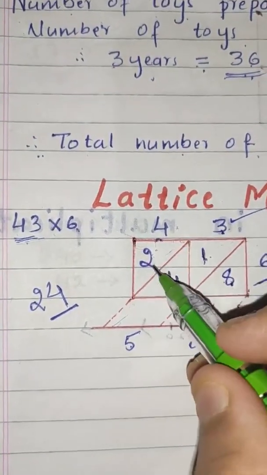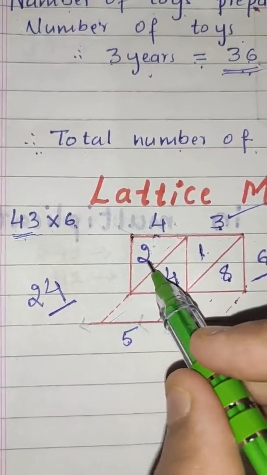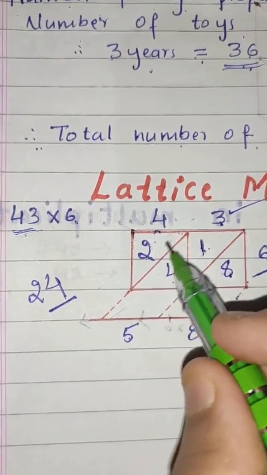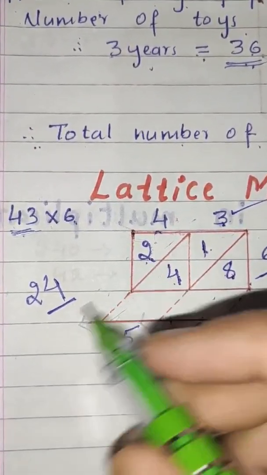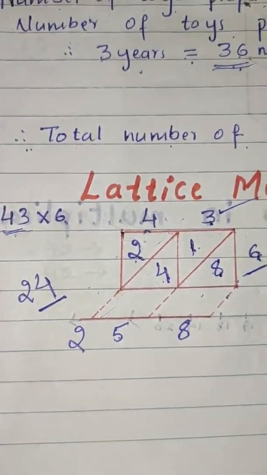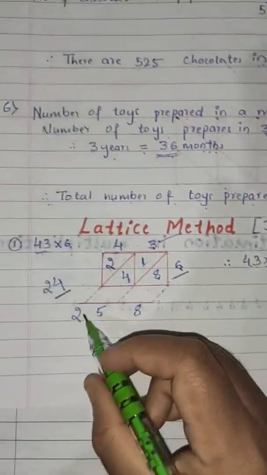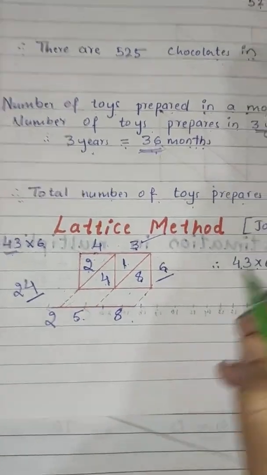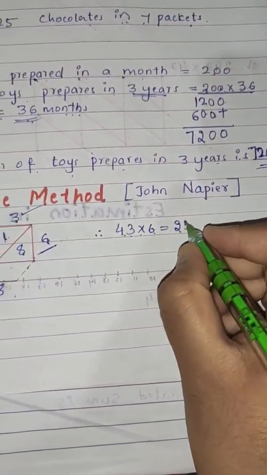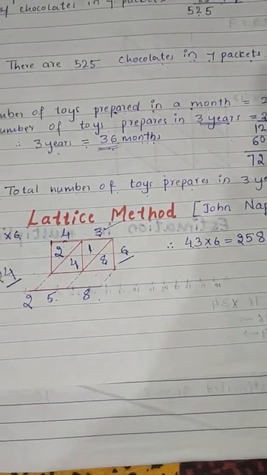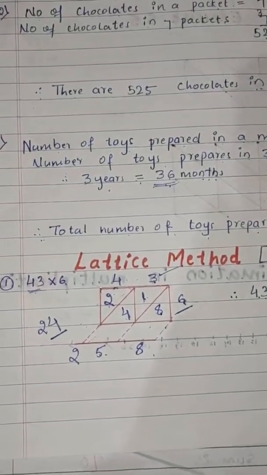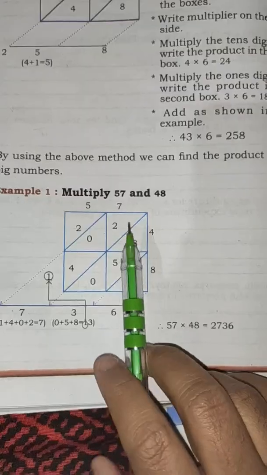Next, come to the next row. How many numbers are there here? Only one number is there in this box, right? So we'll write 2 here. Therefore, 43 into 6 is 258. 258. Understood, children? Now let's take one more example.